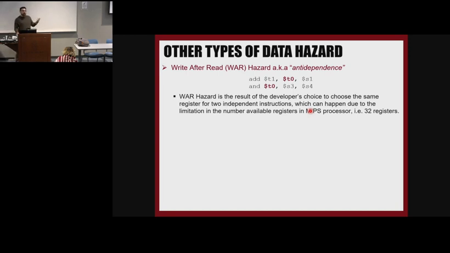How many registers do we have for MIPS, integer registers? 32. How many floating point? 32. So if we have a large code, we might have to reuse some of these registers, right? So this is causing a write after read hazard, or antidependence. I don't know how to pronounce it. So this is called antidependence. But why do we think this is going to cause any problems for us? Can you guess?